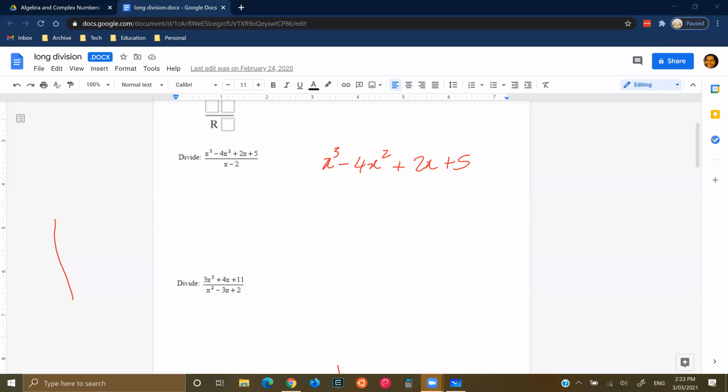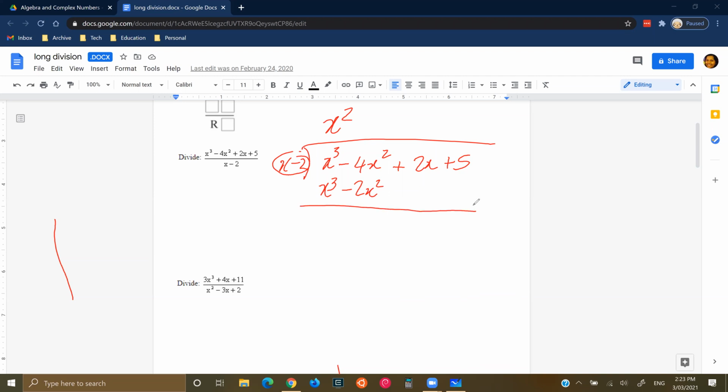Okay, so we're dividing this by x minus 2. First, just like we did with numbers, you're going to be thinking: x times what will give me x cubed? Now, x times x squared gives you x cubed. So I'm going to multiply this whole thing by x squared. So x times x squared is x cubed. 2 times x squared is minus 2x squared.